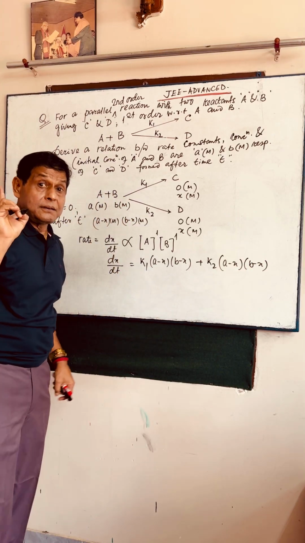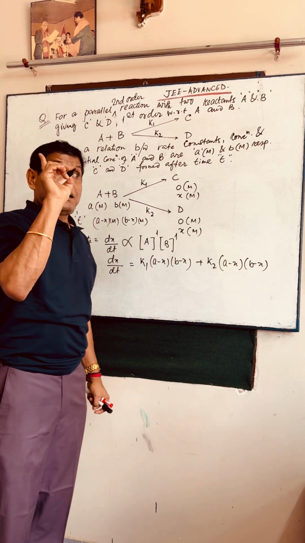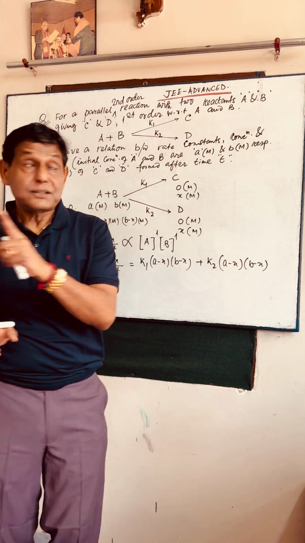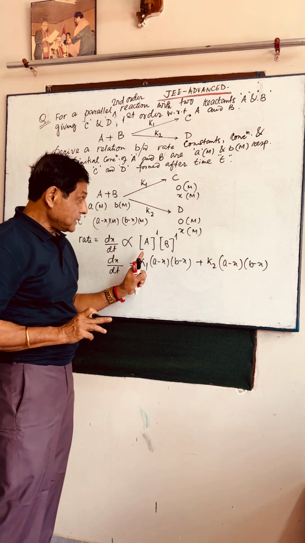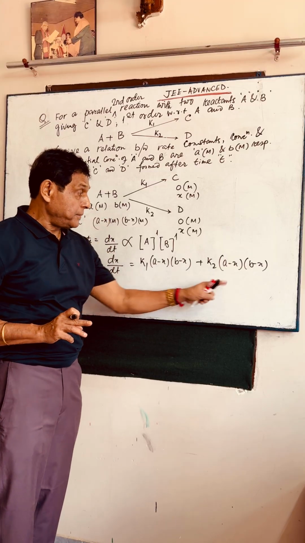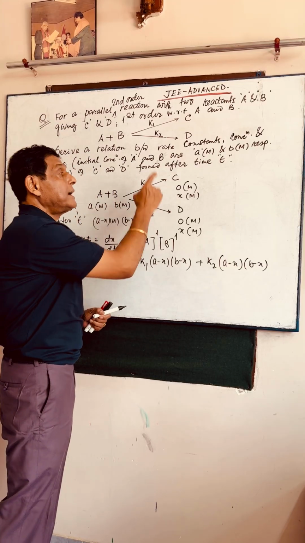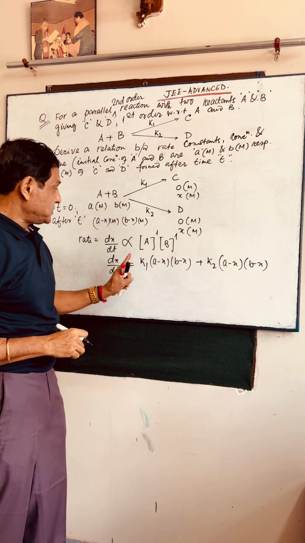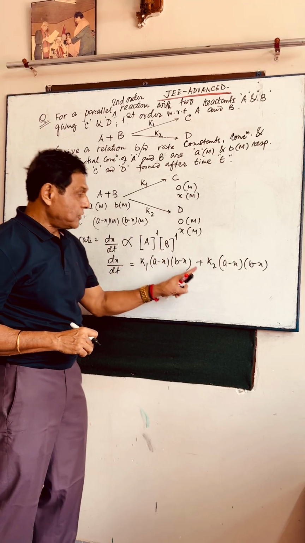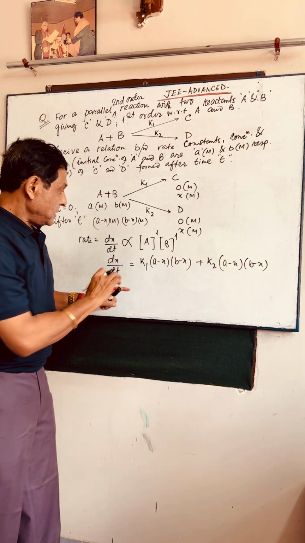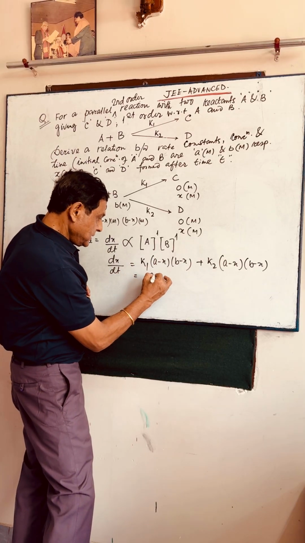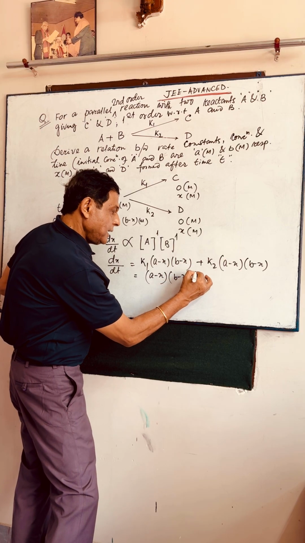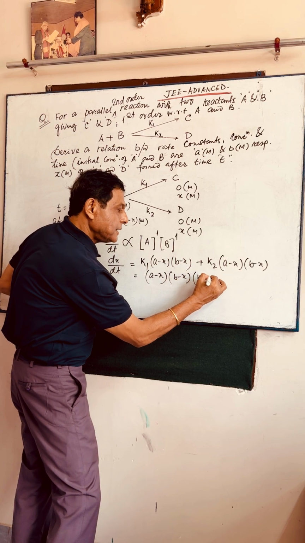You have already derived this in the second order parallel reaction containing one reactant, the same way, but here two reactants are involved. That is why both terms come, because the overall rate equals the rate of formation of C plus the rate of formation of D. Rate of formation of C will be this, rate of formation of D will be this. We have to add them. Now let us take (a minus X)(b minus X) common. Here it will be K1 plus K2.